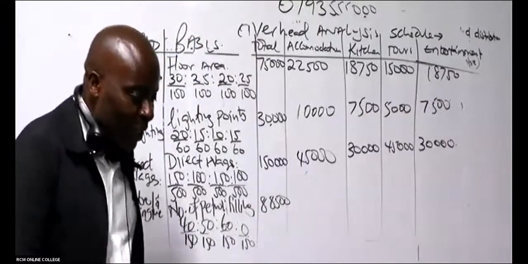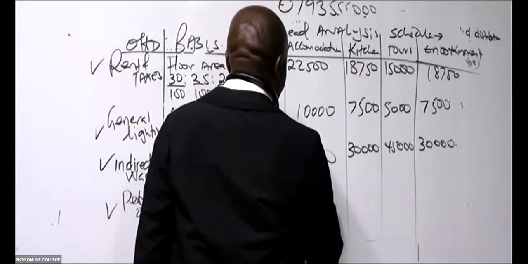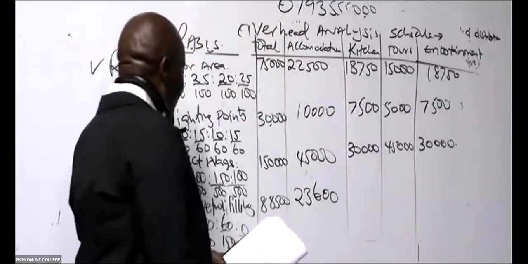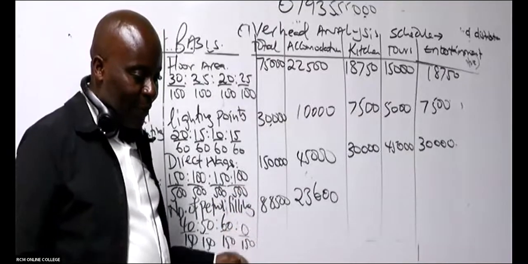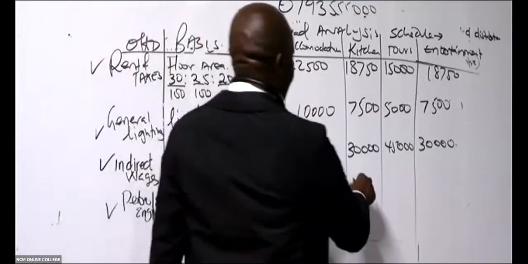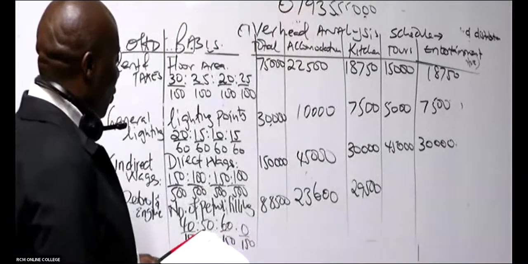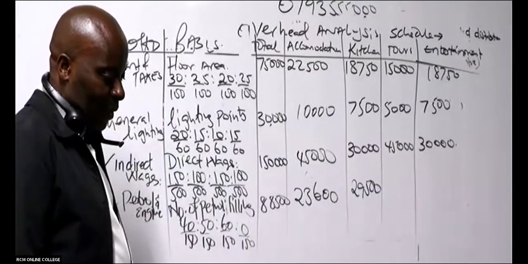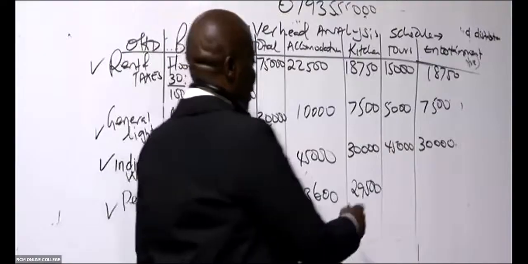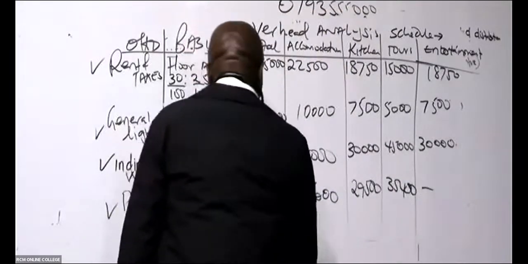So please, 23,600. And then we have 50 over 100 times 88,500, which is 29,500. And then the last one, ladies and gentlemen, here we have 60 over 150 times 88,500, which is 35,400. Is that okay? So of course the next one is 0.